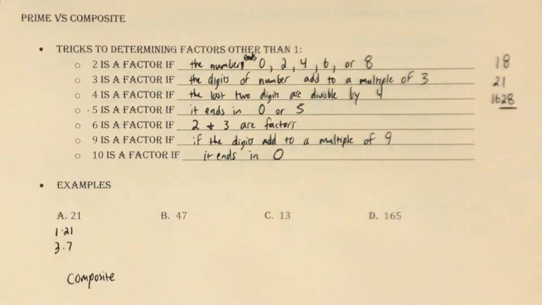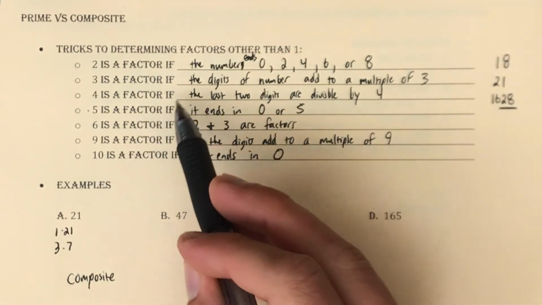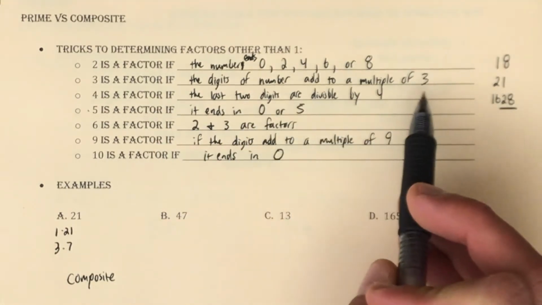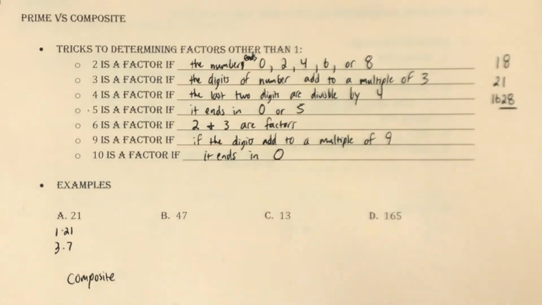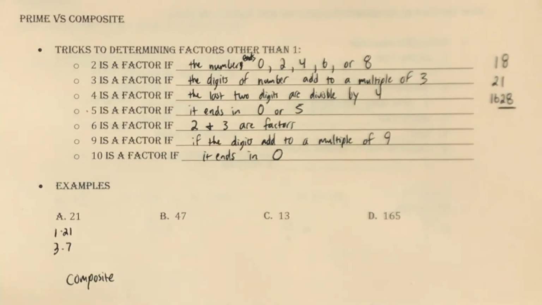Now, if you didn't have 3 times 7 equals 21 memorized, we could just go to our 3 rule: if the digits of the number add to a multiple of 3, and 2 plus 1 is 3, that's a multiple of 3, and we could find that out really quick. So if you have your multiplication facts memorized, that's a super big help because you can find those really quickly. If you don't, then you can use these little tricks just to help you out. All right, so let's check example B and see what we come up with.